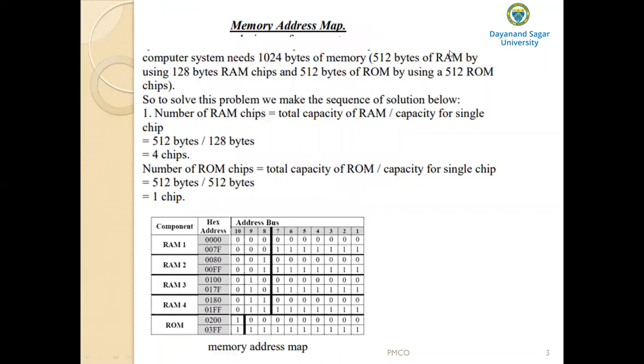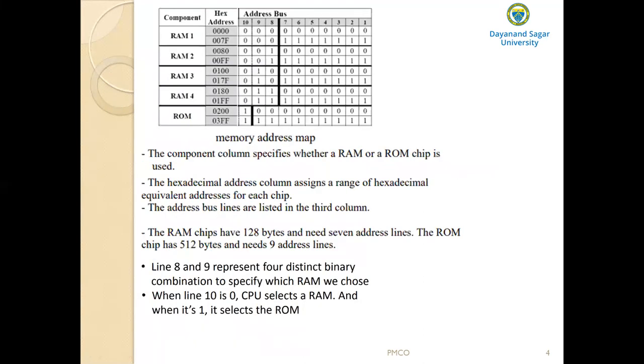What is the capacity of this RAM? It is 128 into 8. How do you express this capacity? As I said, 2 power n into m. Express this 128 in powers of 2, it is 2 power 7. So how many address lines are required for the RAM chip? 7 address lines. If you observe the third column, the address lines are listed there. So address lines 1 to 7 are reserved for this RAM.